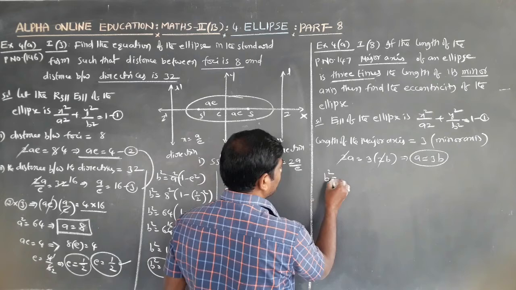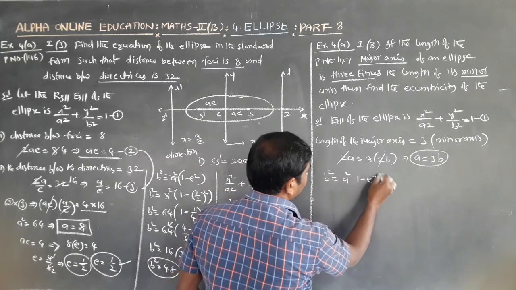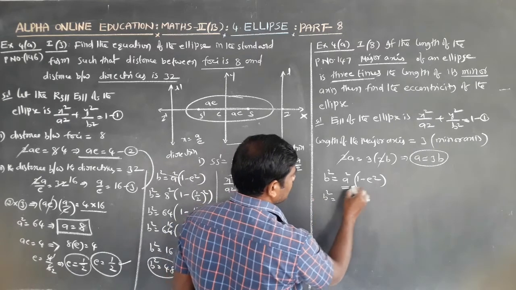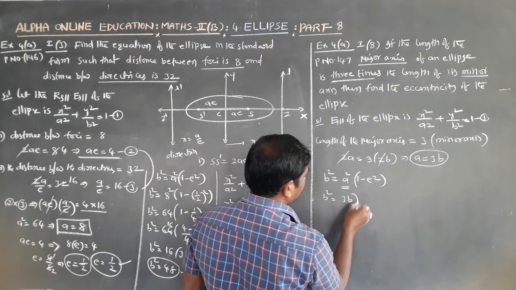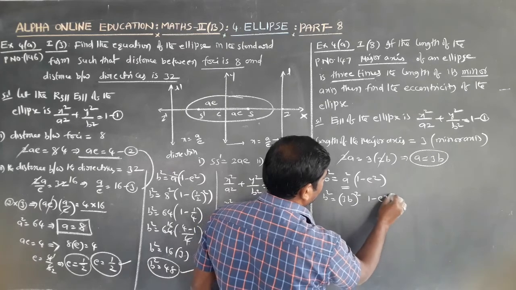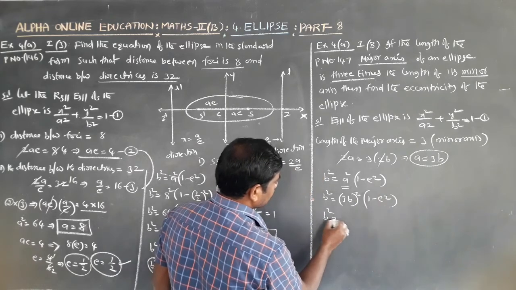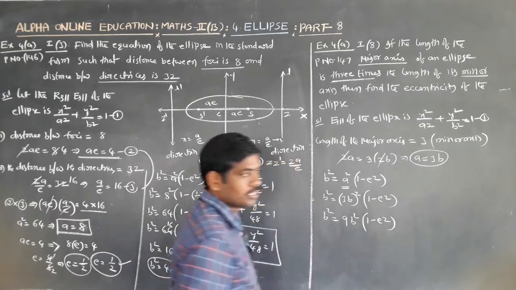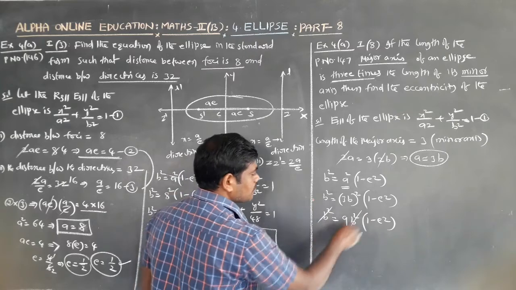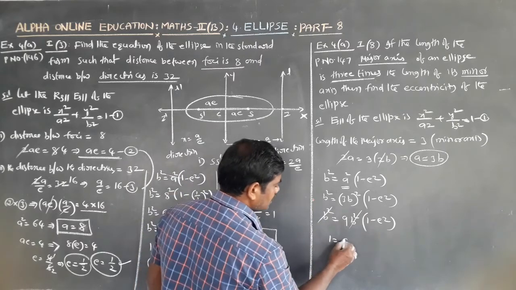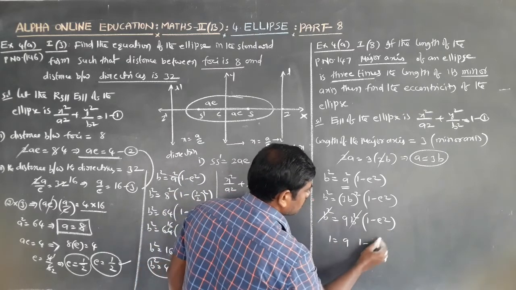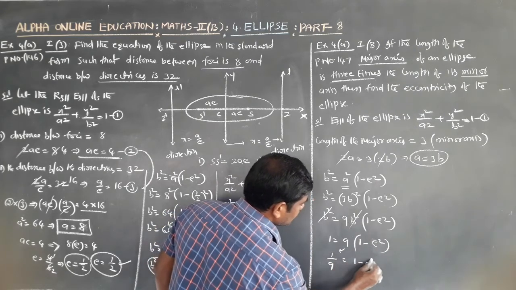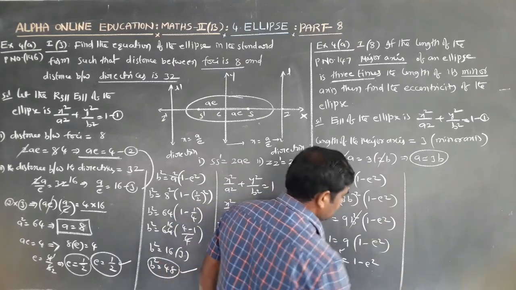By using the formula, b square is equal to a square into 1 minus e square. b square is equal to, a is equal to 3b, substitute, 3b whole square into 1 minus e square. b square equal to 3b whole square means 9b square into 1 minus e square. b square cancels, 1 is equal to 9 into 1 minus e square. 1 by 9 is equal to 1 minus e square.